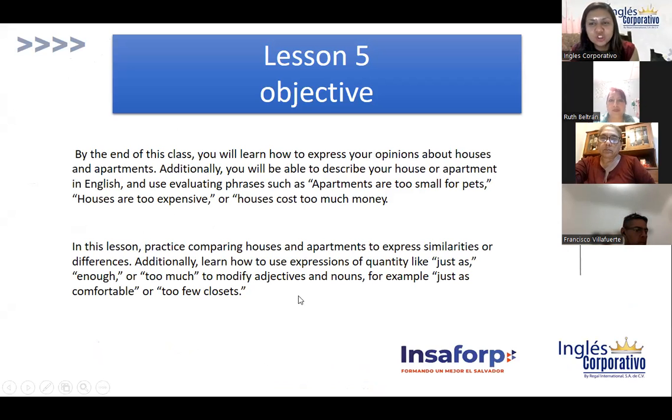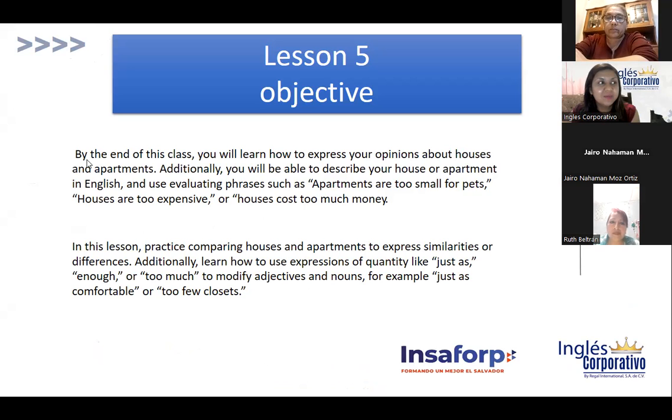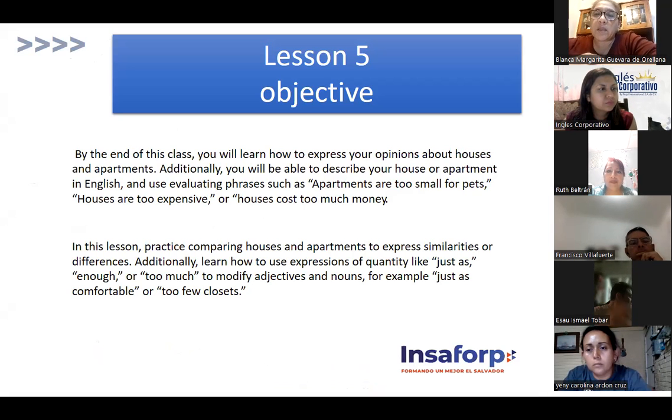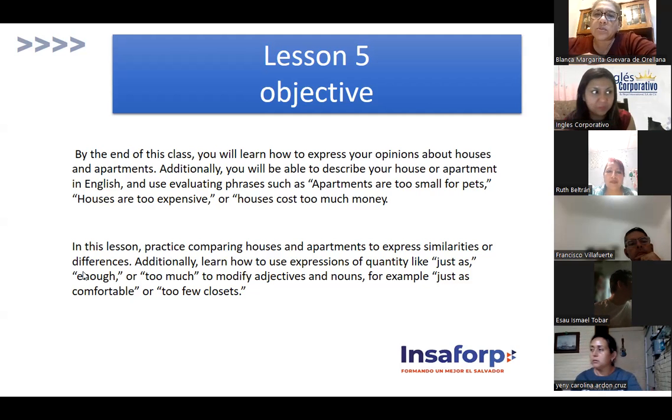I need two volunteers to read the class objectives. Blanca and Glendy. The first objective, Blanca. The second objective, Glendy. Okay. By the end of this class, you will learn how to express your opinions about houses and apartments. Additionally, you will be able to describe your house or apartment in English and use evaluating phrases such as apartments are too small for pets, houses are too expensive, or houses cost too much money.